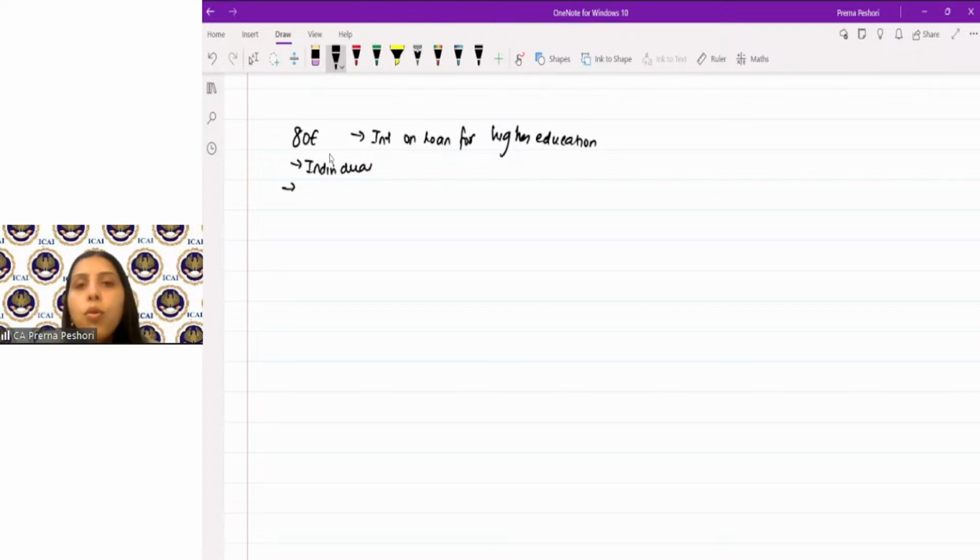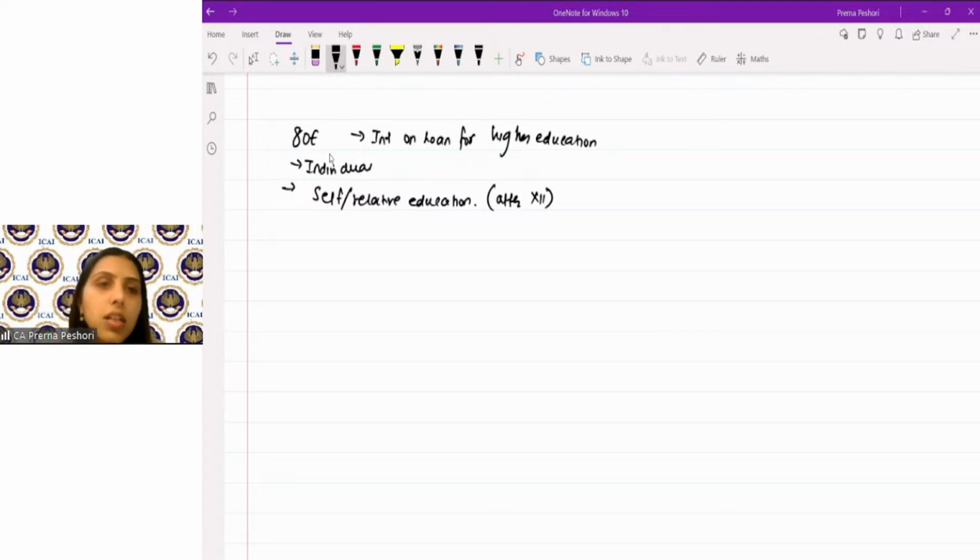Then the loan must be taken for the higher education of self or relative. Are we clear? What is higher education? It means any course of study after 12th. So interest on loan for pursuing any course after class 12. Okay.